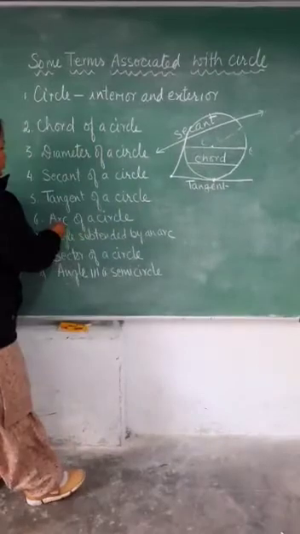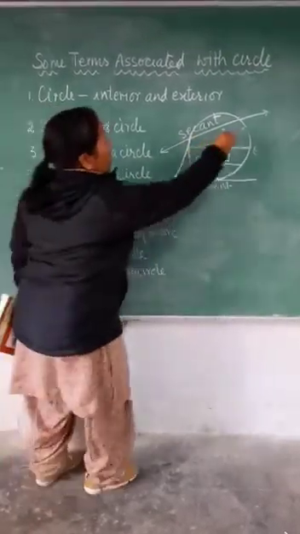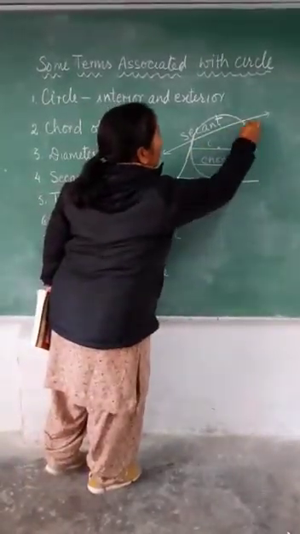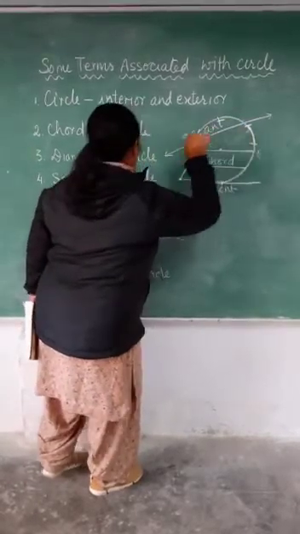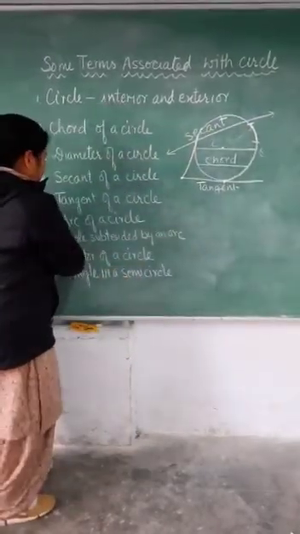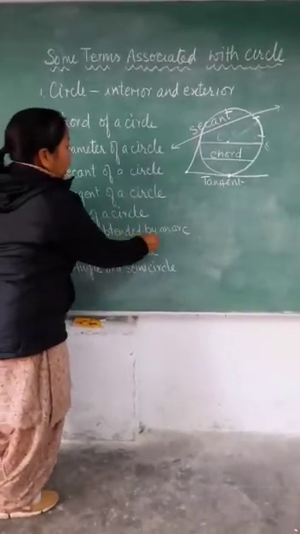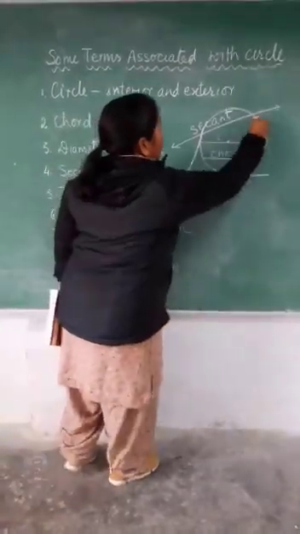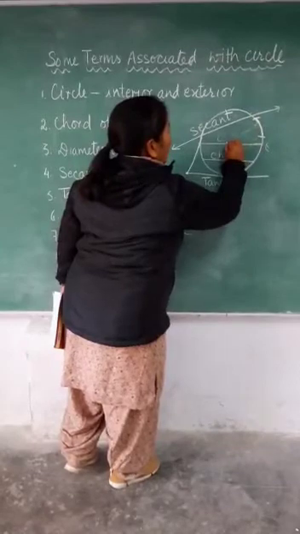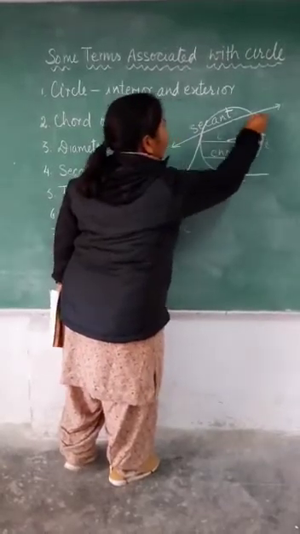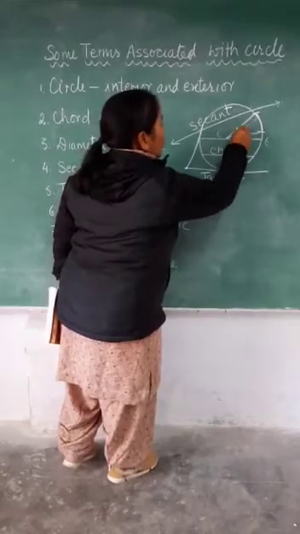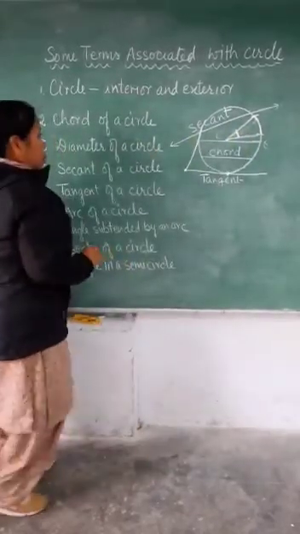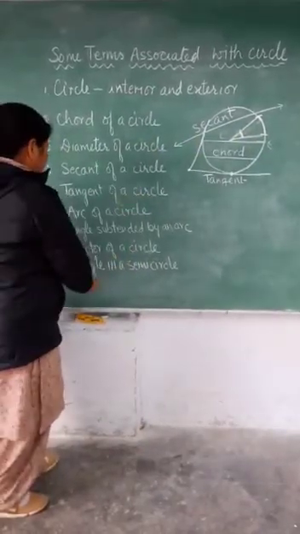Now next one is arc of a circle. Any part of the circle, like this circular part, is called the arc of the circle. Next is angle subtended by an arc. If we take this arc and join the ends of the arc to the center of the circle, this angle is formed. This is the angle subtended by the arc of the circle.